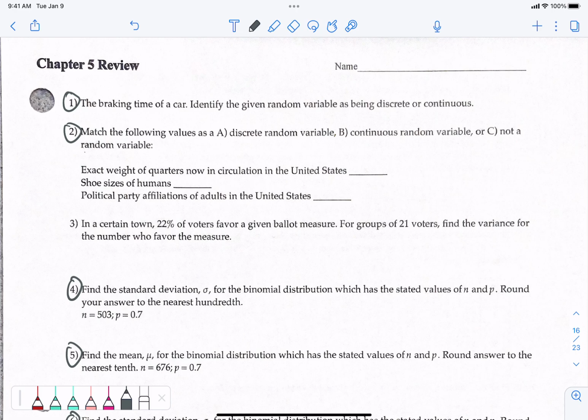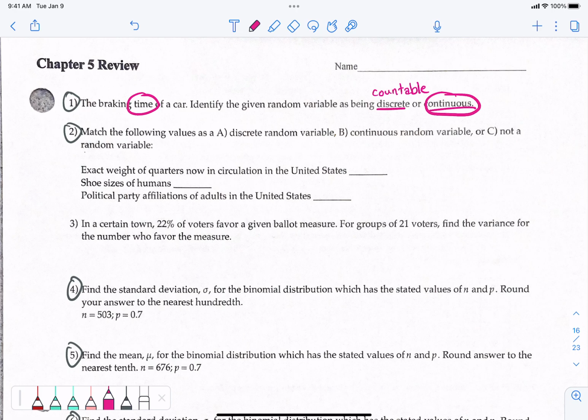So here you go. Number 1, the braking time of a car. We're talking about time. Circle the word time. Time is in seconds or milliseconds or fractions of a millisecond. Is that discrete or continuous? Continuous, because it is a decimal that goes on forever. Discrete means countable. Yes, we can count in seconds, but the decimals for seconds and milliseconds go on forever. So that is a continuous period of measurement, right?